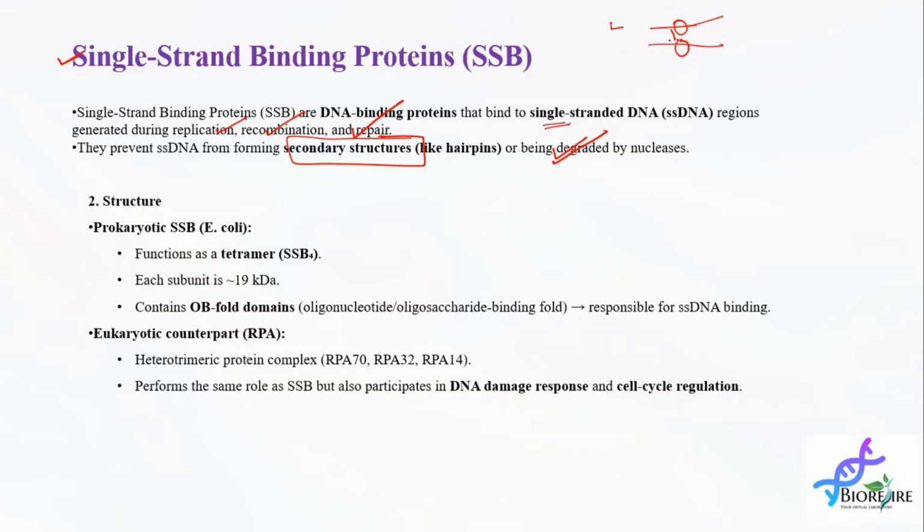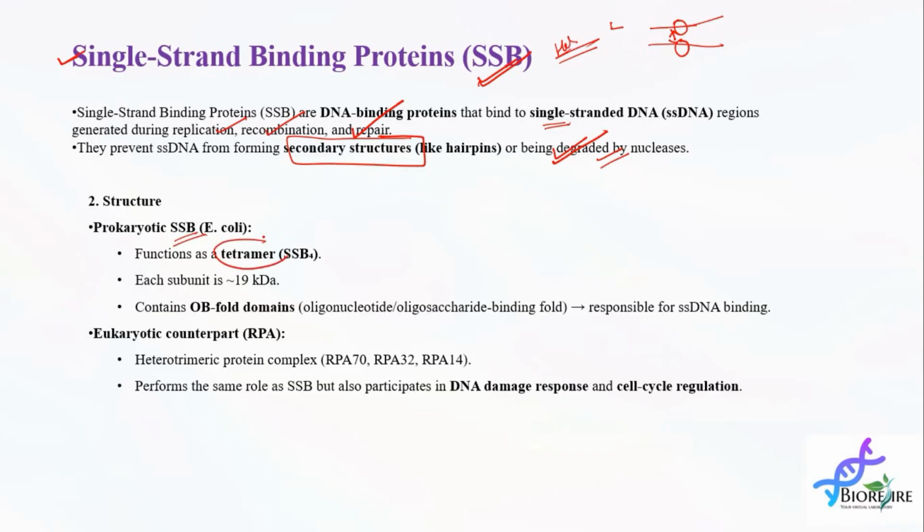It will prevent the renaturation process. Okay, helicase will denature the DNA and this SSB protein will maintain the denaturation, and it will also help to protect our DNA from nuclease enzymes. Okay. In case of prokaryotes, this is the SSB protein.